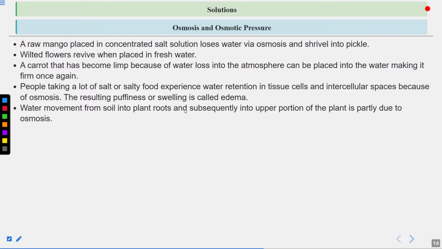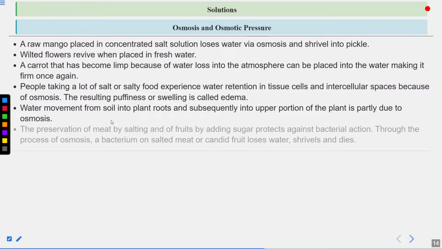Similar to that, the water movement from the soil into the plant roots is as a result of osmosis. Similarly, meat is preserved by keeping it in a salty solution. You can just go through each of these points so that you can get a clear picture of what osmosis is and how it is helping in nature.